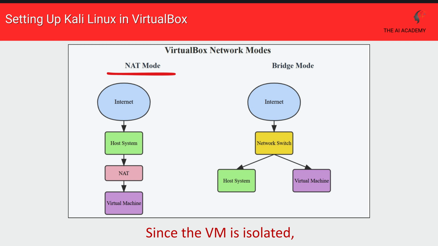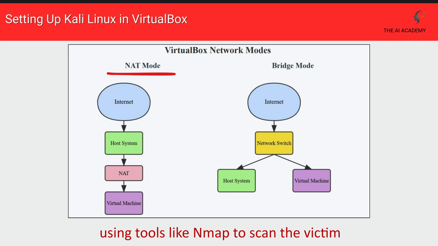Since the VM is isolated, any hacking tools or tests you run won't affect your host system. Ease of use. It works out of the box, with no additional configuration needed. Example use case. If you're using tools like Nmap to scan the victim machine, NAT ensures that the scanning traffic stays within the virtual environment.